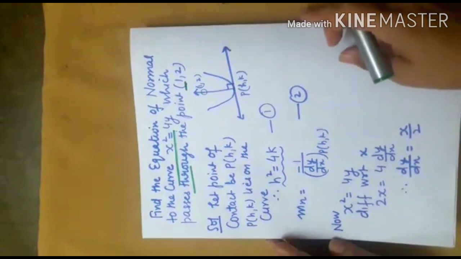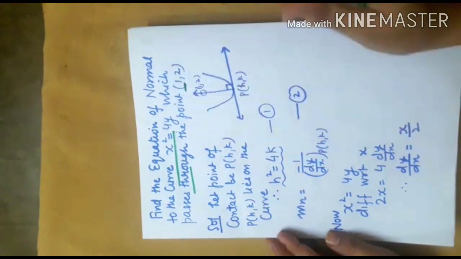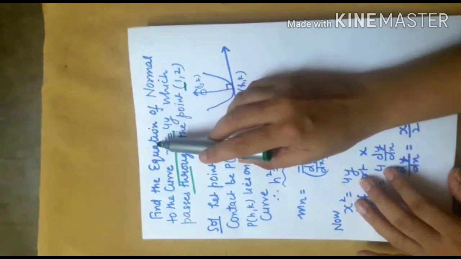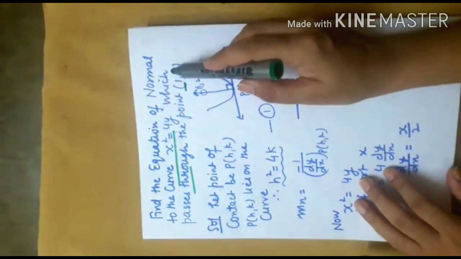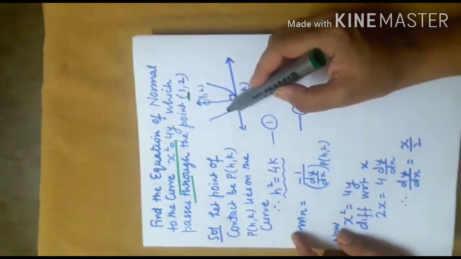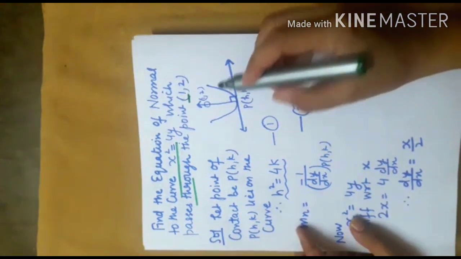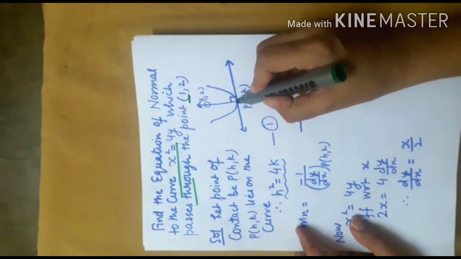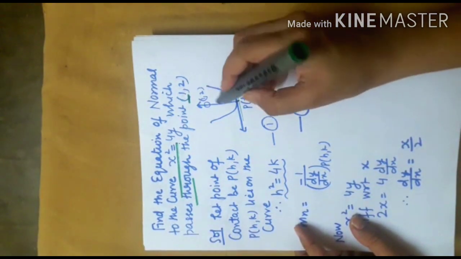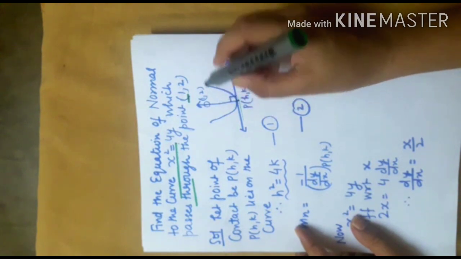Let's take another question. Find the equation of normal to the curve which passes through the point (1, 2). Yes, this is the equation of the curve. We are to find out the equation of normal, and normal is passing through the point (1, 2), right? So let this be the curve whose equation is x square equals 4y. Let P(h, k) be the point of contact. At this point, let this line be the tangent and this be the normal. I need to find out the equation of this normal.